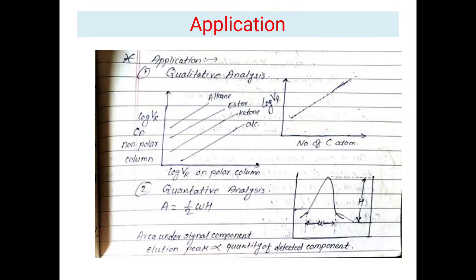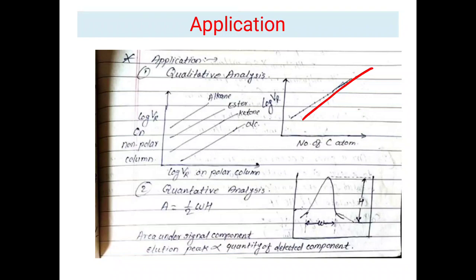The applications of GC are in qualitative analysis as well as in quantitative analysis. The qualitative analysis is carried out by plotting the graph of log VR on the non-polar column versus log VR on the polar column, for the different compounds, that is alkanes, esters, ketones and alcohols. Again, log VR against number of carbon atoms gives a straight line, and by using this we can determine the separate components, that is the compounds containing different functional groups, in a qualitative way.